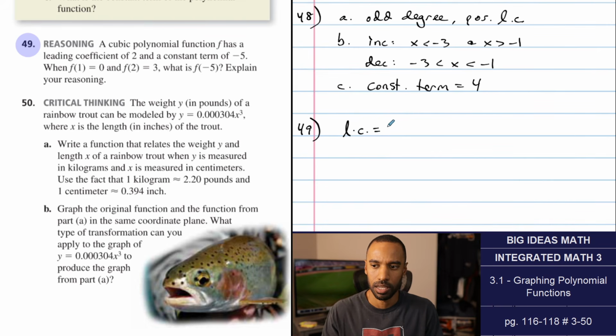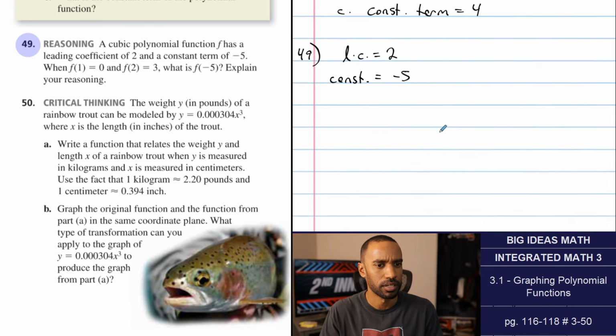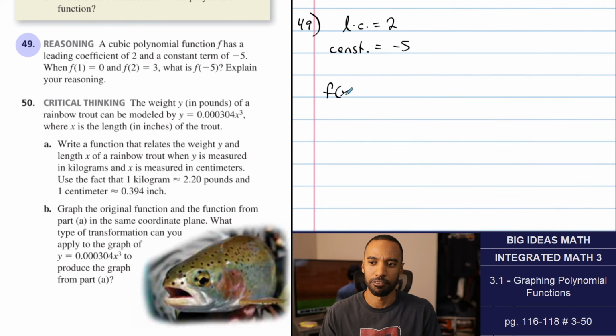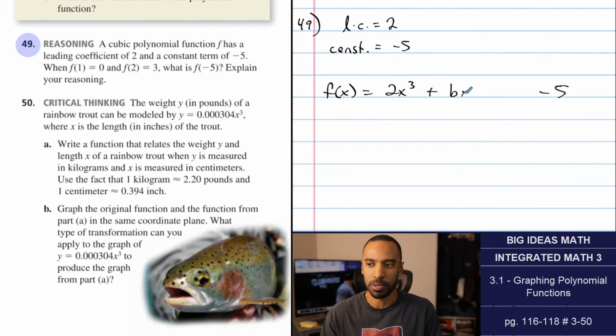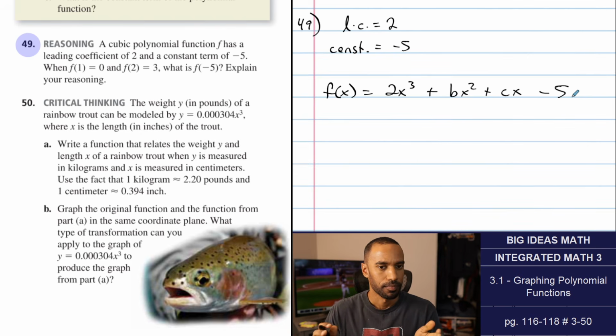LC equals 2. Oh, look, constant term. We just talked about that. Constant equals -5. That means in our equation, and they say cubic, we know it's some f of x equals 2x cubed. That's the leading term. It's cubic. Somewhere it's -5. It's possible we have some sort of ax cubed plus bx squared plus cx plus d, like that. This is our thing.